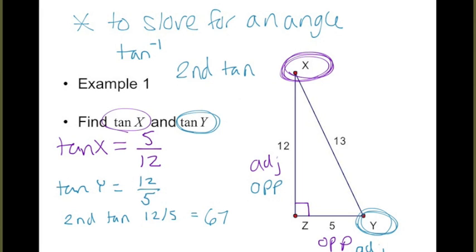If you are working on an iProduct calculator, you will need to type this in backwards. What you are going to do is type in our fraction first, 12 divided by 5, and hit enter. And then second tangent, enter. So if you are working on an iProduct, that is what you will need to do to evaluate this. Type in the fraction, hit enter, second tangent, enter.